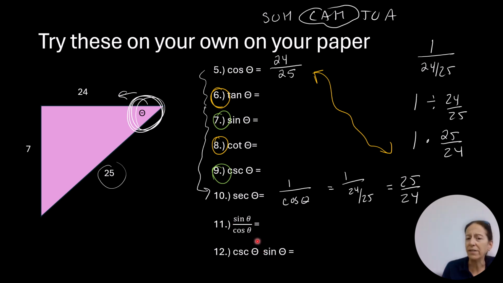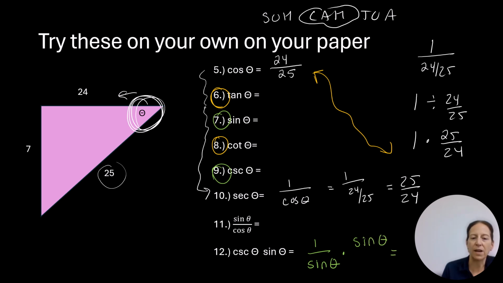Sine over cosine, we already established, was equal to tangent. So whatever you got for tangent would also be your sine over your cosine. So whatever you have for 6 should also be what you have for 7. So double check that. And then this last one, cosecant times sine. Let's reason this out. Cosecant is 1 over sine, that's the definition of cosecant, times sine.